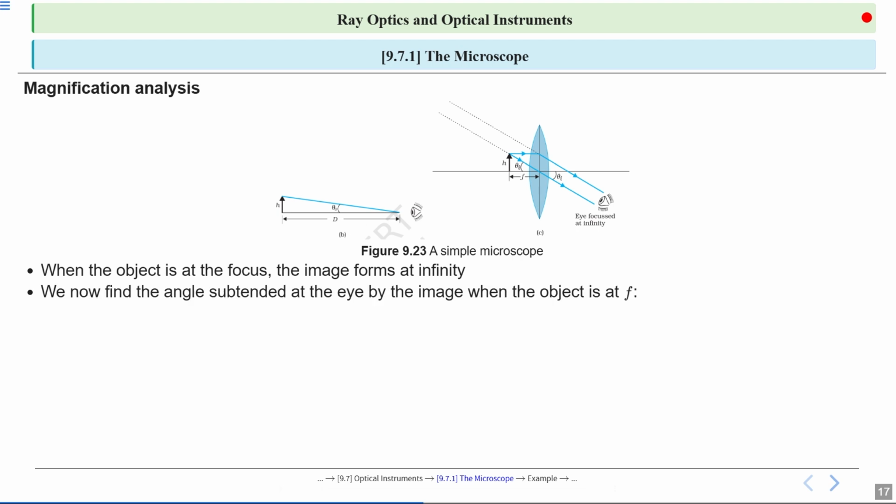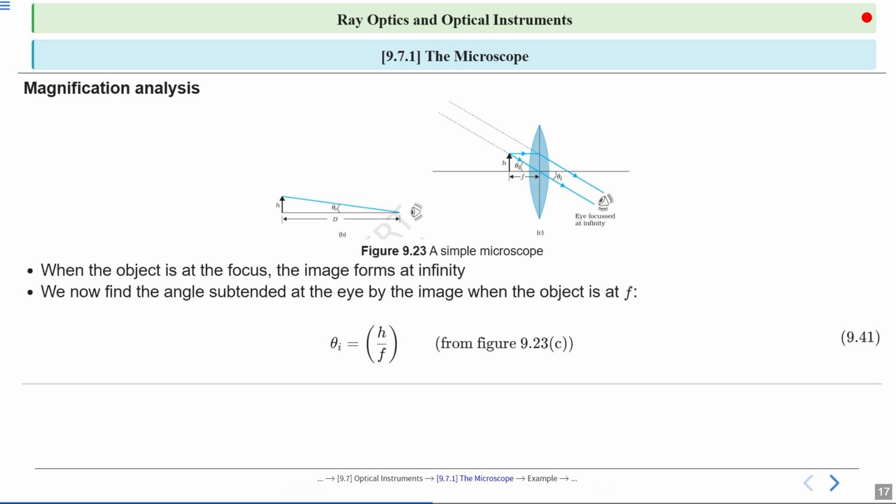Next, we calculate the angle subtended at the eye by the image when the object is at the focal point. This angle is crucial for determining the magnification power of the microscope. Understanding this angle helps us quantify how much larger the image appears compared to the actual object. The formula theta I equals h upon f is derived from the geometry of the setup shown in figure 9.23c. Here h represents the height of the object and f is the focal length of the lens. This equation is fundamental in calculating the magnification provided by the microscope.